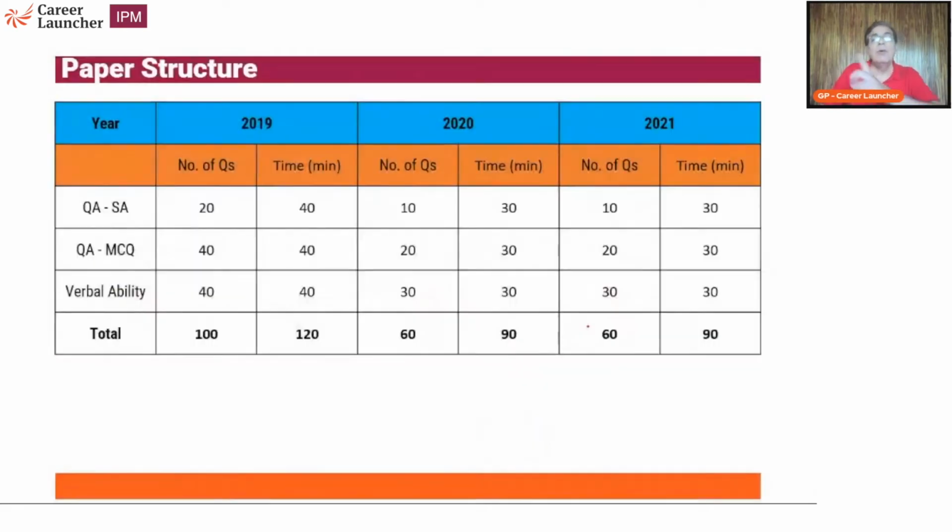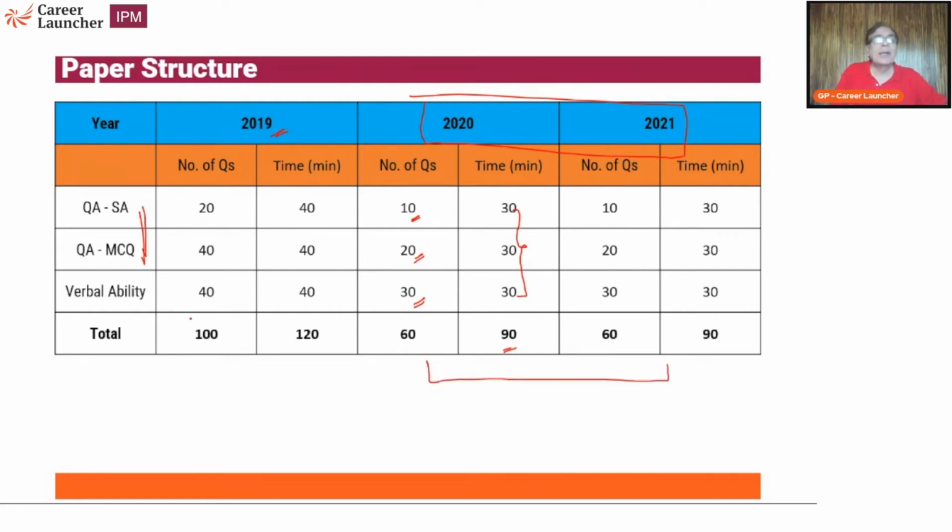Now, before we move forward, let's have a quick look at the section-wise paper pattern. I'm looking at the 2019, 2020, and 2021 years. 2020 and 2021 had a similar pattern, which is 10 short answer questions and 20 MCQs, both of them QA sections, and English verbal ability, 30 questions. This was a 90-minute paper with 3 sections of 30 minutes each. But going forward, the paper is going to revert to its original pattern of 2019. Why did this new pattern come in? This was Corona induced.